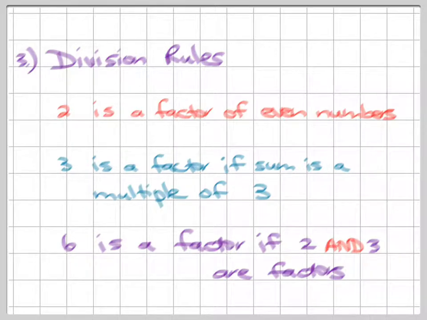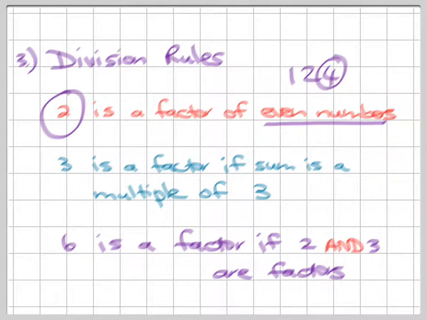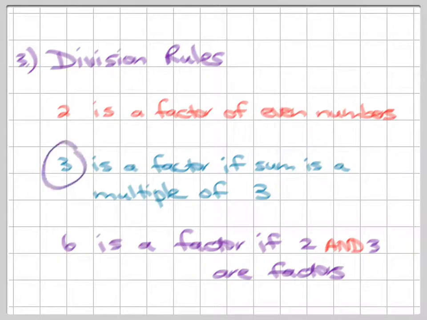But let's look at the last one here. This is our division rules, and we're going to revise them quickly. 2 is going to be a factor of anything that ends in an even number. So a number that ends in an even number, 2 will be a factor. Okay. Any number that ends in an even number, 2 will be a factor. 3 is a factor if the sum, that means plus, is a multiple of 3. In other words, if it comes to something on the 3 times table.